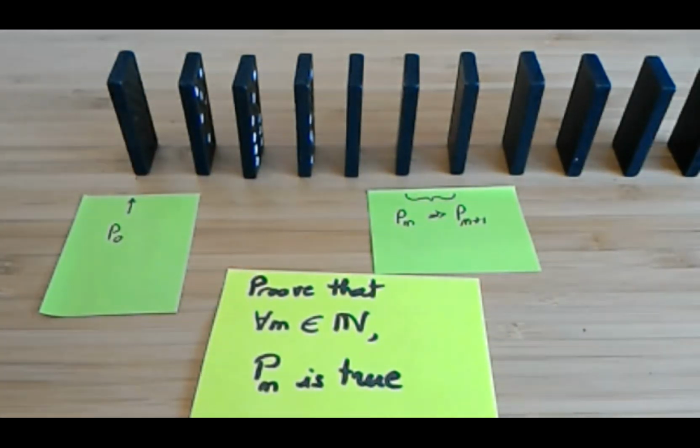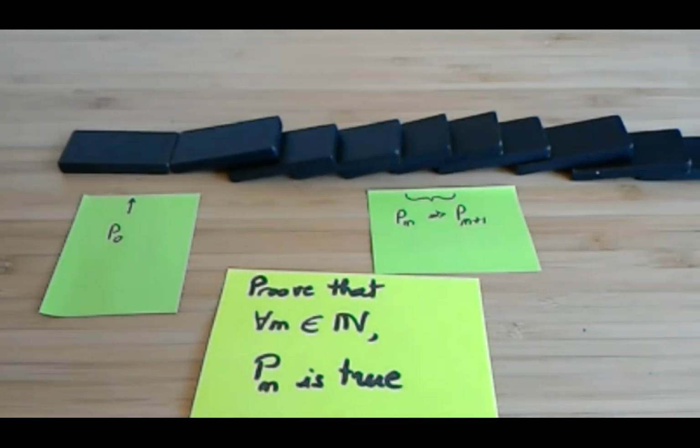If I do that, the first one is true, and every time a domino falls, then the next one falls. Every time a statement is true, then the next one is true. It means that all of them are true. It means that all the dominoes fall. That's the idea of a proof by induction.